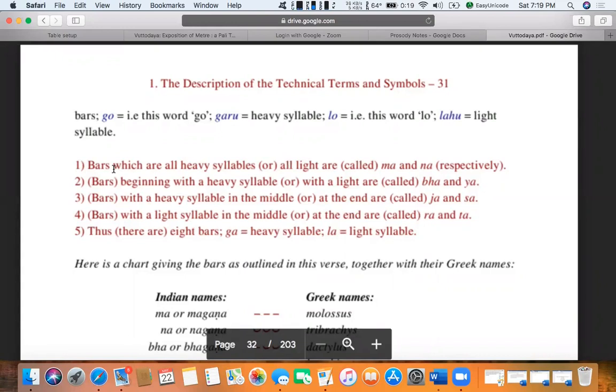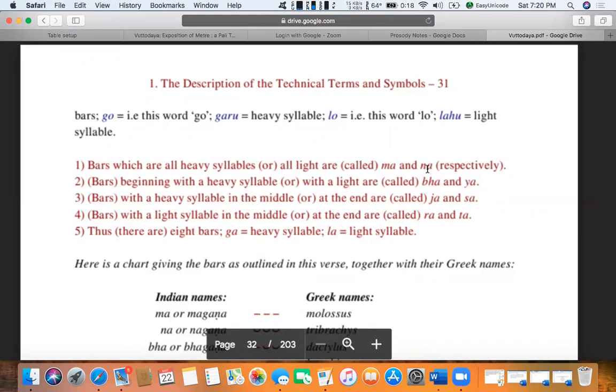The groups that consist only of heavy syllables are called ma. The name of that group is ma. And the groups which have only light syllables are called na. The name is na. So ma and na are two symbols for groups. The groups which have only heavy syllables are called ma. The groups which have only light syllables are called na. So ma gana and na gana. Ma gana is the group named ma. Na gana is the group named na.